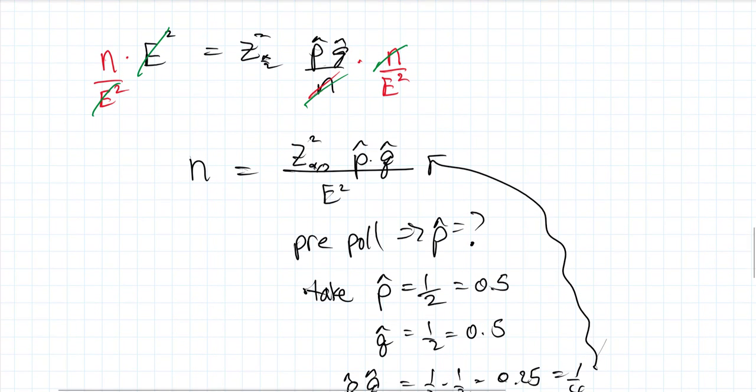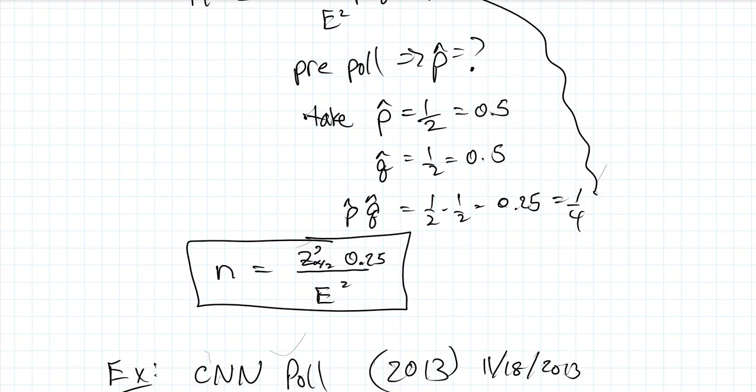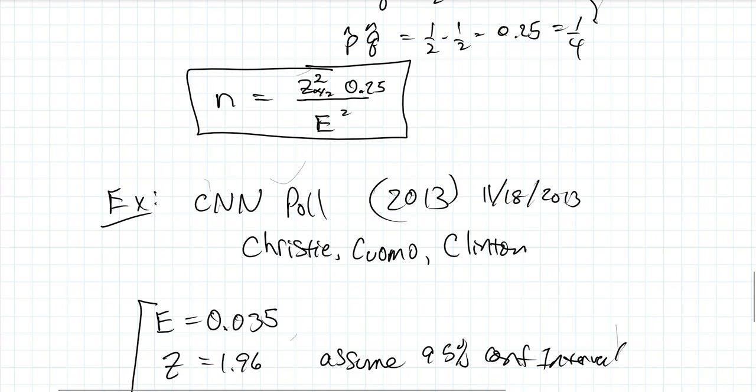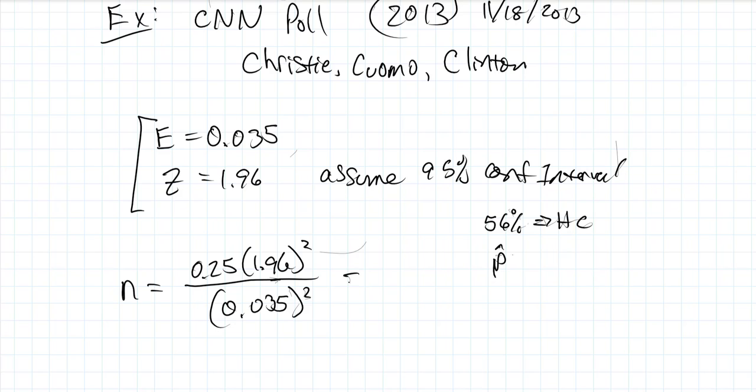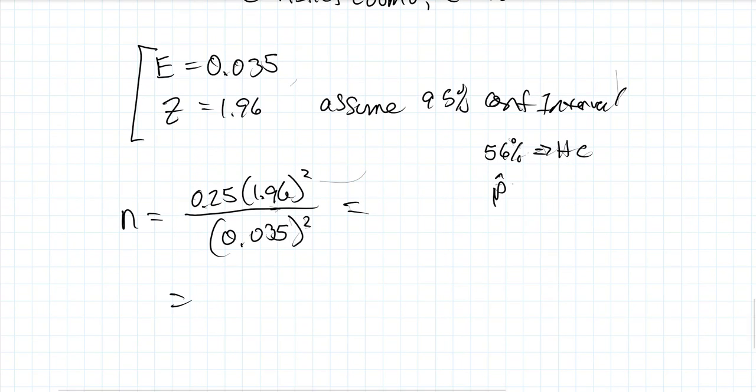Let's make sure. N is equal to Z squared. And did I lose that? Let's put it in here. Don't forget it there. Z squared. That's important. And now let's complete this. And so if you punch these numbers in, 784.